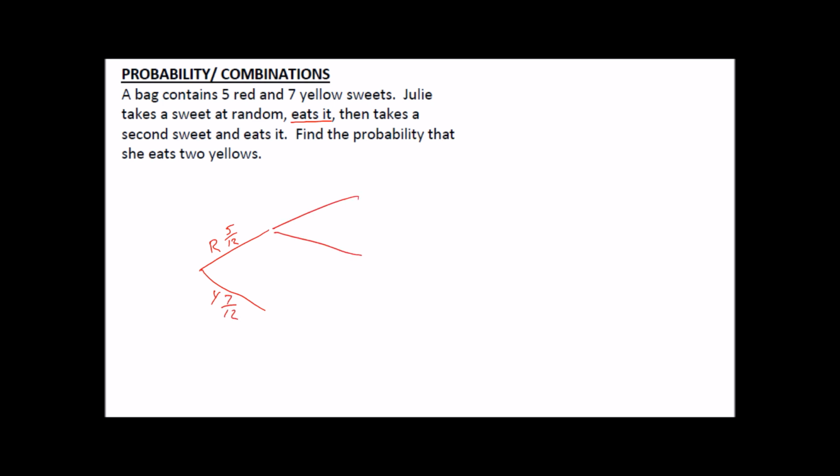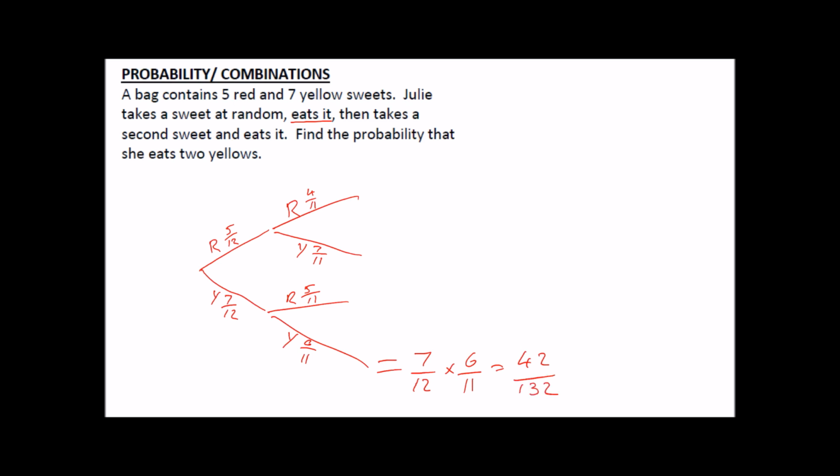And then for the second sweet, if you've already eaten a red, that means there's one less red, so it's now going to be 4 out of 11. But there were 7 yellow, so that'll be 7 out of 11. And then if you've already eaten a yellow first, probability of getting a red next would still be those original 5, but out of 11. And getting a yellow next would be 6 out of 11. Now we're only actually after this branch here, because we want yellow. So you multiply down the branches, so it's 7 twelfths times 6 elevenths, which is 42 over 132.